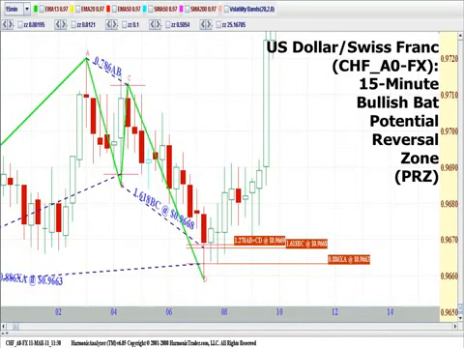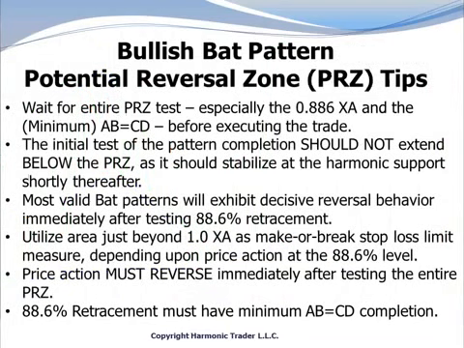Now, this is a nice bullish bat potential reversal zone with ideal price action. It's the kind of price action you want to wait for and look for at the .886 XA retracement to know that you have a profitable trade in hand.